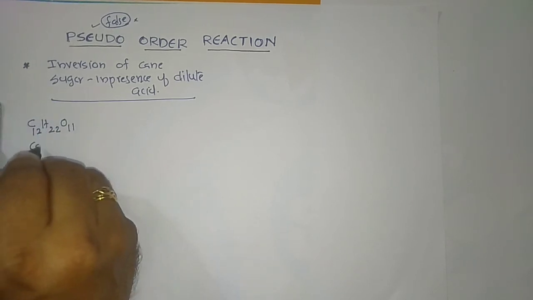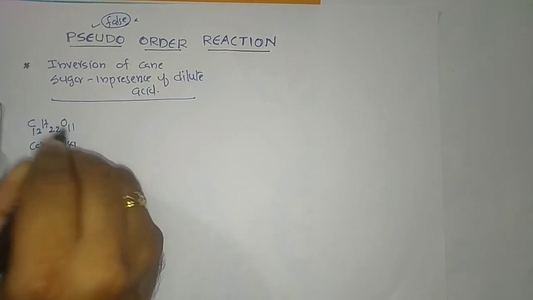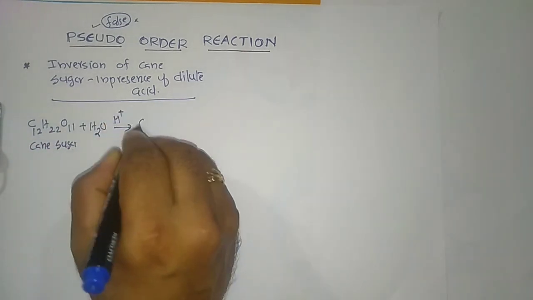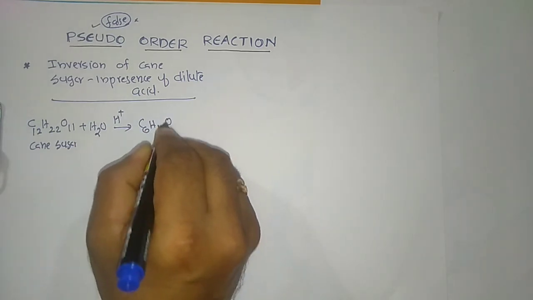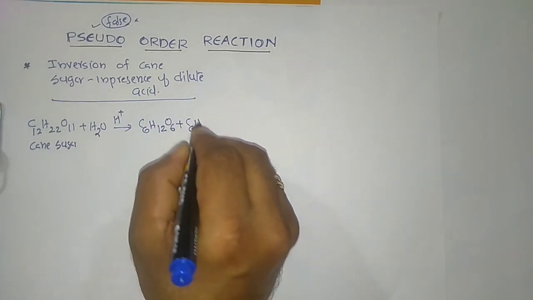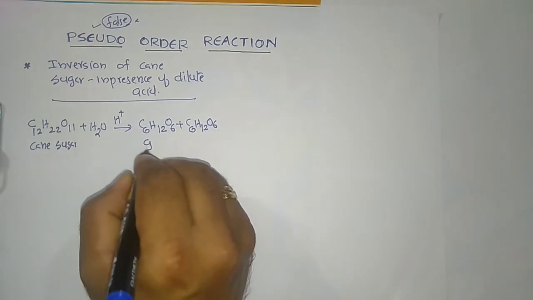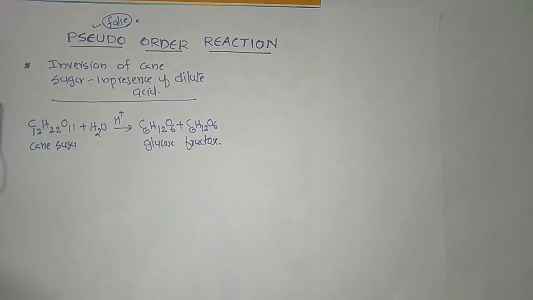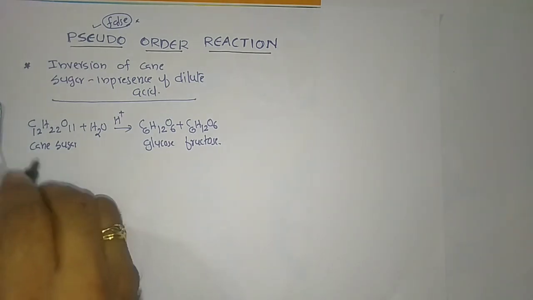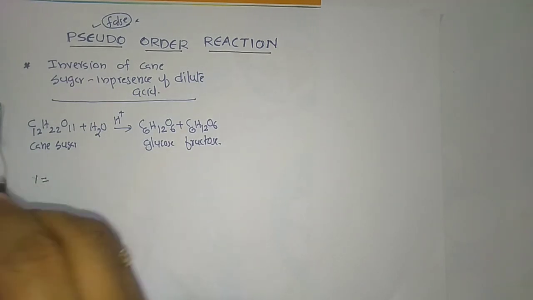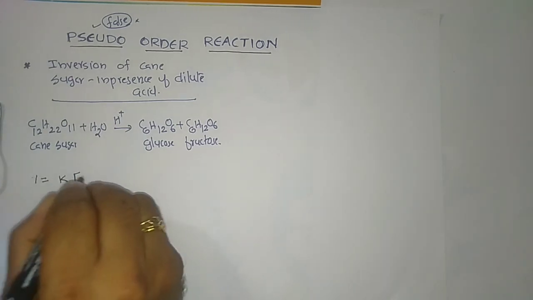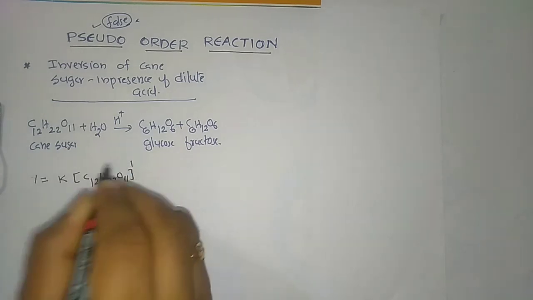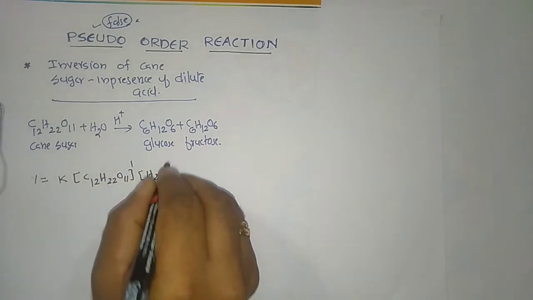C12H22O11, this is cane sugar, plus water, then H+ gives C6H12O6 plus C6H12O6. That means this is glucose, this one fructose. Okay, then according to the rate law expression, here R is equal to K into concentration of C12H22O11 raised to 1 into H2O raised to 1.